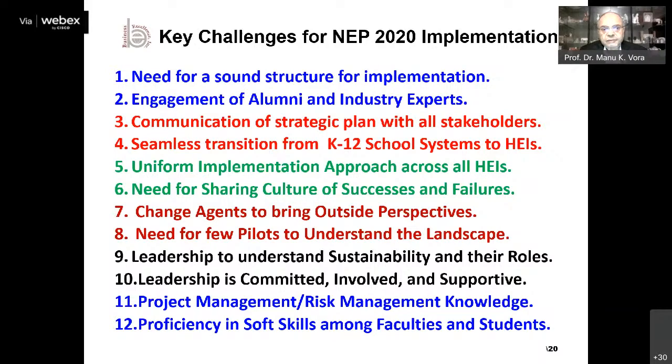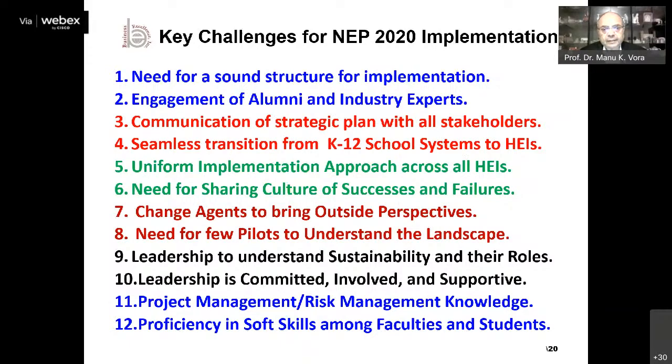Next, the recommendation I had given was that the importance of alumni and industry experts in implementing NEP 2020 is very critical, and that needs to be addressed. So for your institute, if you have alumni who have graduated from your institute, think of some who are capable and who have done well in the industry, invite them and ask for their help as volunteers, and also engage with the industry experts in the area where you operate.